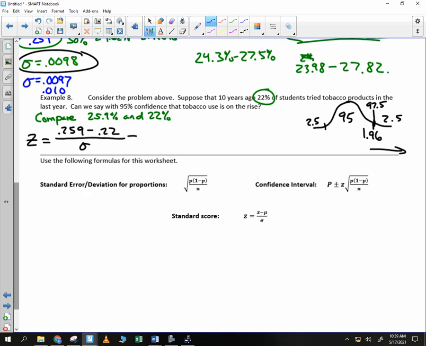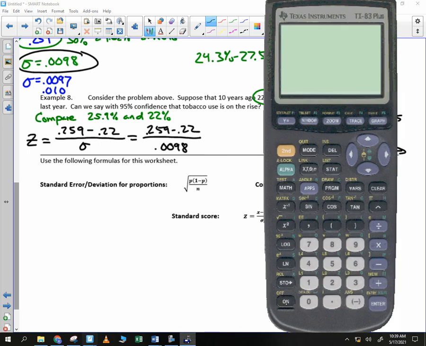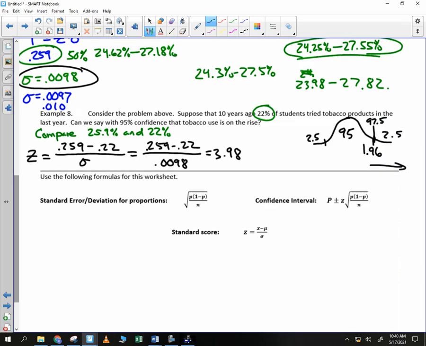So here we go. 0.259 minus 0.22 divided by 0.0098. Make sure you press enter, otherwise it will only divide the 0.22. Then I divide that by 0.0098 and I get 3.98. Does that fall to the right or to the left of the 1.96? Significantly, doesn't it? Yeah, you would say that the 3.98 is kind of ridiculously to the right, wouldn't you?